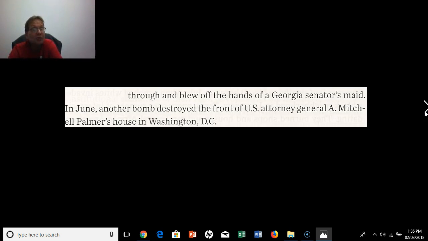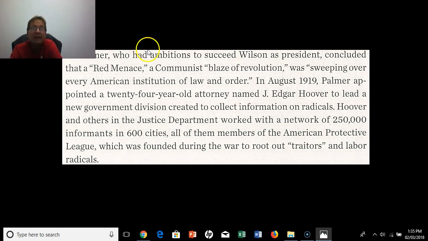Wow. In June, another bomb destroyed the front of U.S. Attorney General A. Mitchell Palmer's house in Washington, D.C., and Mr. Palmer is not too happy. Palmer had ambitions to succeed Wilson as president, and he concluded that a red menace, a communist blaze of revolution, was sweeping over every American institution of law and order. And in August of 1919, Palmer appointed a 24-year-old attorney named J. Edgar Hoover to lead a new government division created to collect information on radicals.